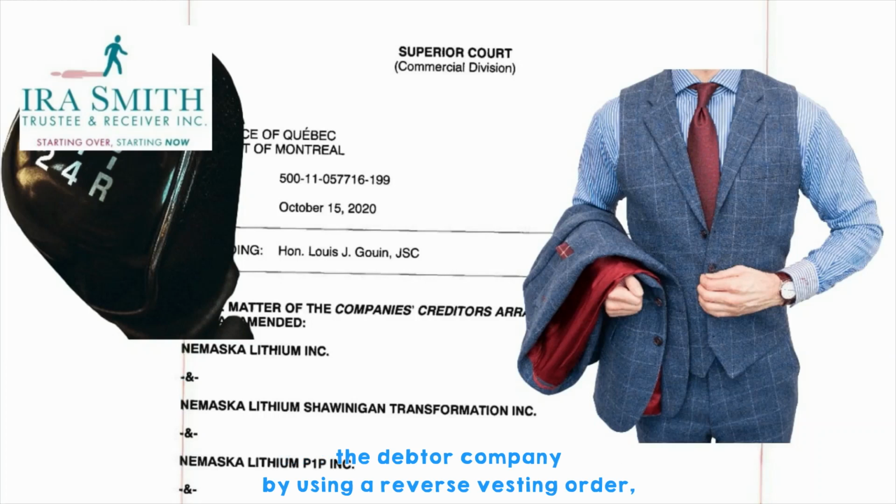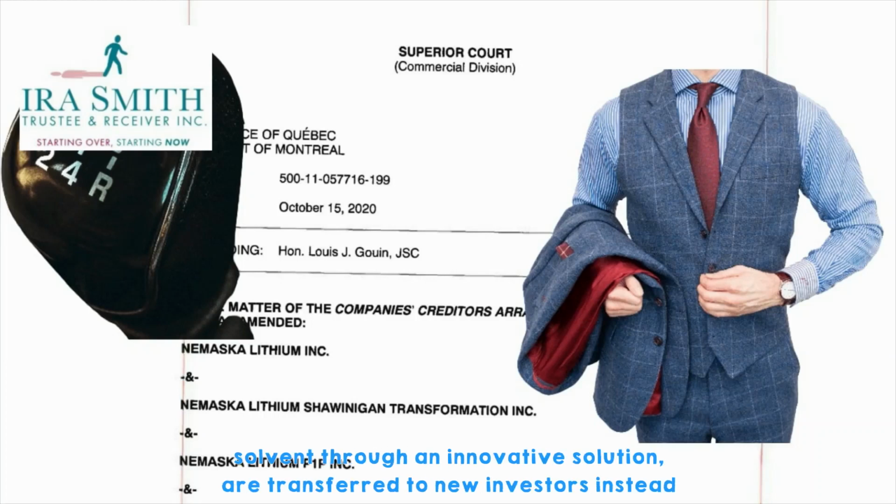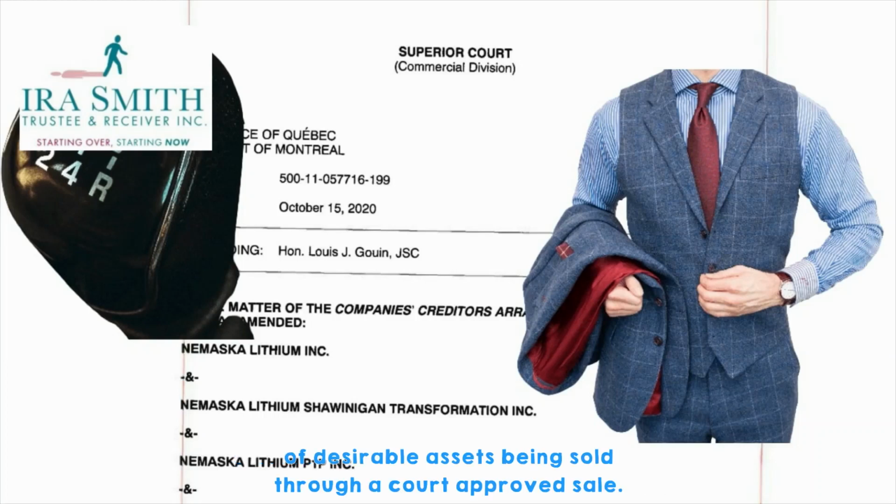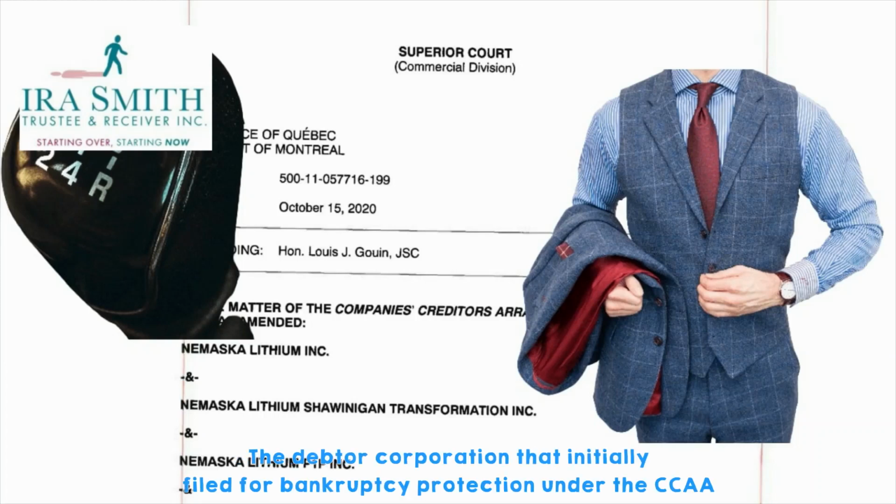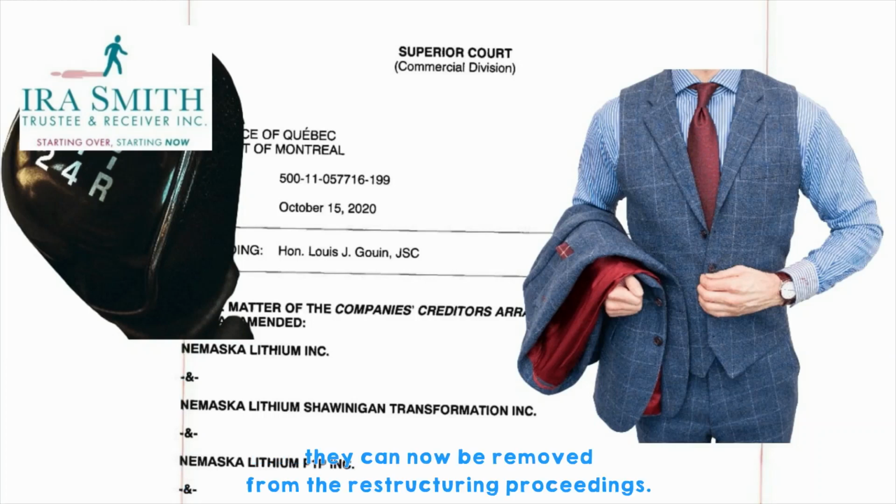By using a reverse vesting order, existing corporations, which have been streamlined to become solvent through an innovative solution, are transferred to new investors instead of desirable assets being sold through a court-approved sale. The debtor corporation that initially filed for bankruptcy protection under the CCAA can now be removed from the restructuring proceedings. There are certain unwanted assets and unwanted liabilities that are transferred to the newly incorporated residual corporation.